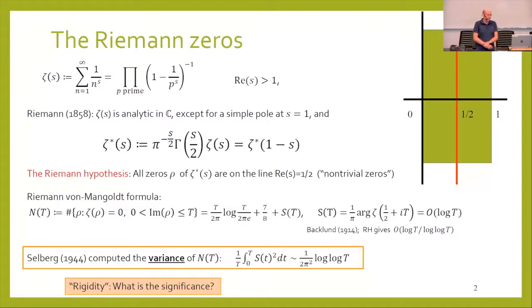Selberg computed the variance of the remainder term, meaning the second moment of this function S(T), and he showed that it is growing like log T times a very specific constant. So typically, the size of the remainder term is square root of log T. Now, I'd like to address the significance of this particular result in a more general context. We think of this as saying that the zeros don't fluctuate very much; they're rigid. That is, this counting function essentially grows very smoothly with a very small fluctuating part.